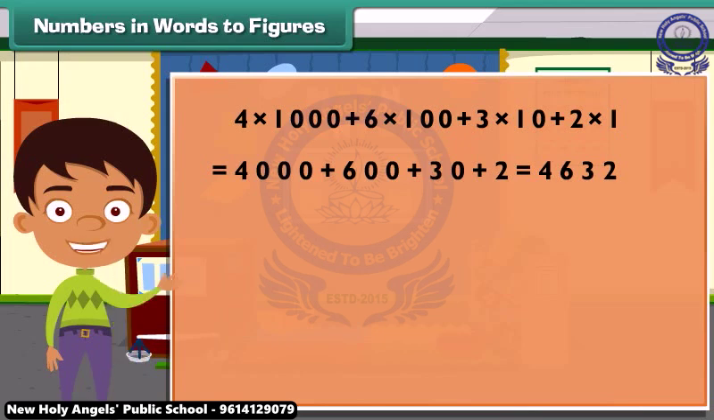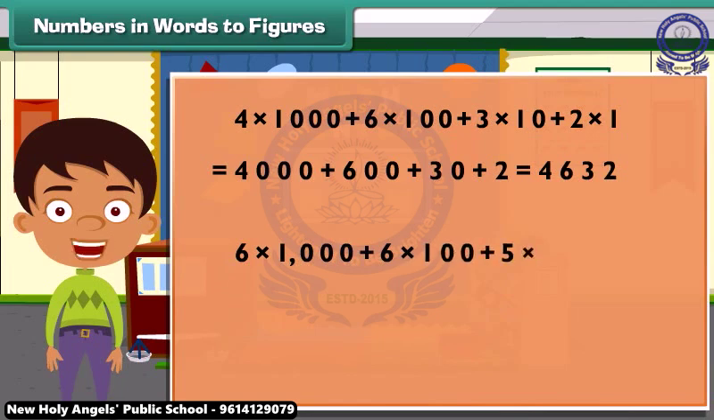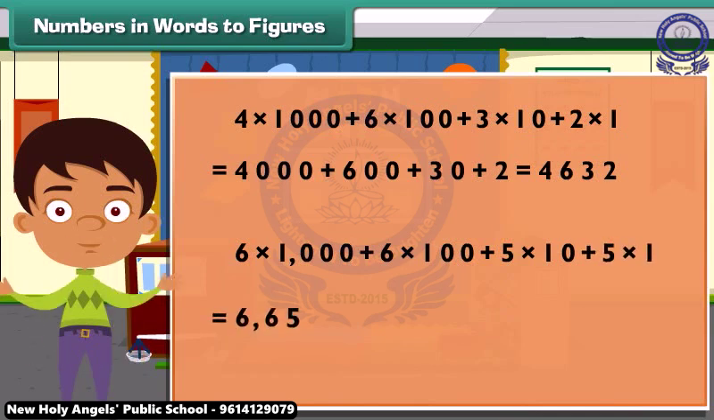Let us translate 60,655 into figures. The number in expanded form is 6 into 1,000 plus 6 into 100 plus 5 into 10 plus 5 into 1, which is equal to 6,655.